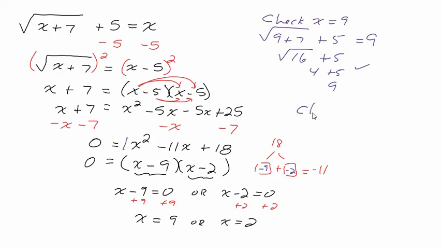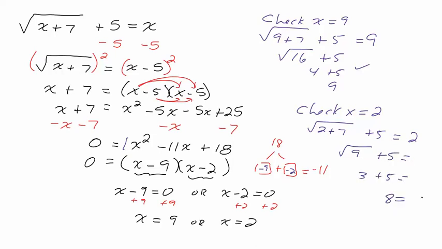Now let's check x equals 2. So I'm going to put a 2 wherever there's an x. So I get the square root of 2 plus 7, plus 5, equals 2. So the square root of 2 plus 7 would be 9, which is 3, plus 5. Uh-oh, that is not 2. Interesting. So this can happen when you square both sides.